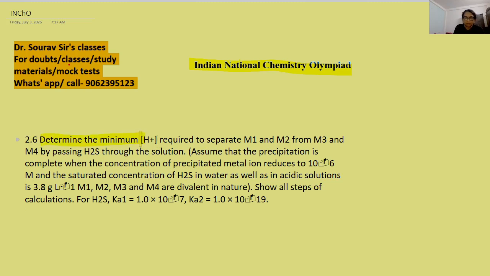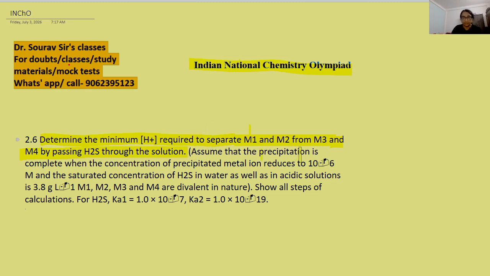Determine the minimum concentration of hydrogen, that is the proton, required to separate M1 and M2 from M3 and M4 by passing hydrogen sulfide gas through the solution. In this question, a solution is present that is a mixture of M1, M2, M3 and M4, and they are asking about the concentration of hydrogen ion required for the separation of M1 and M2 from M3 and M4 by passing hydrogen sulfide gas into the solution.